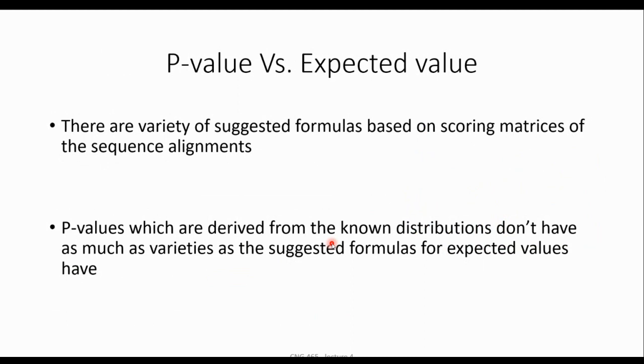So we talked about p-value and expected value so far. Let's compare them together. Both of them are useful. For sure, they give us some information, but which one is better? We cannot say. At least scientists don't have a common voice on which one is better. I personally believe that p-value is better. Why is that? Because there are a variety of suggested formulas based on scoring matrices of the sequence alignment.